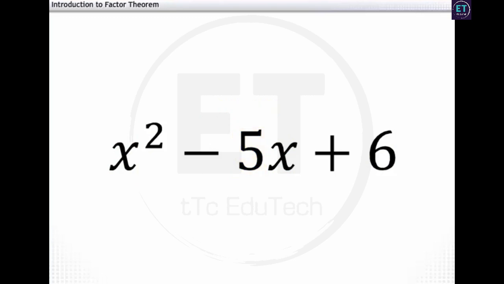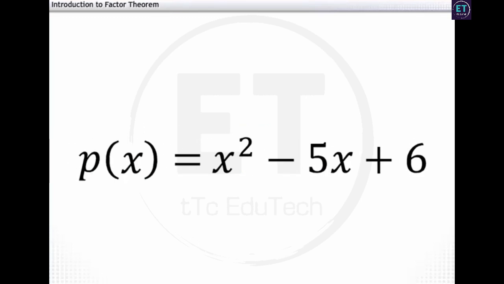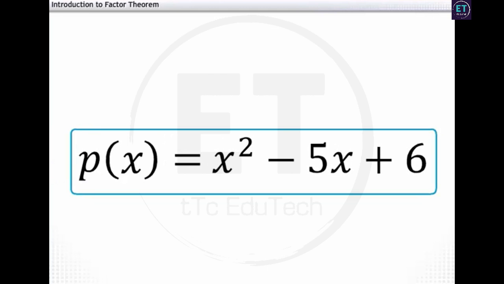The variable of this polynomial is x. Hence it can be represented as p of x, which is the general form of representing polynomials. In this polynomial, the highest degree of x is 2. Thus, this is a quadratic polynomial.